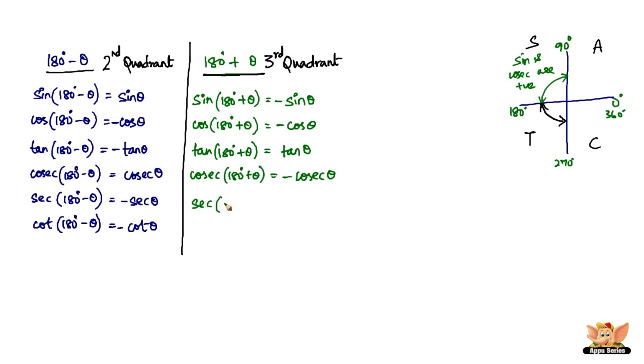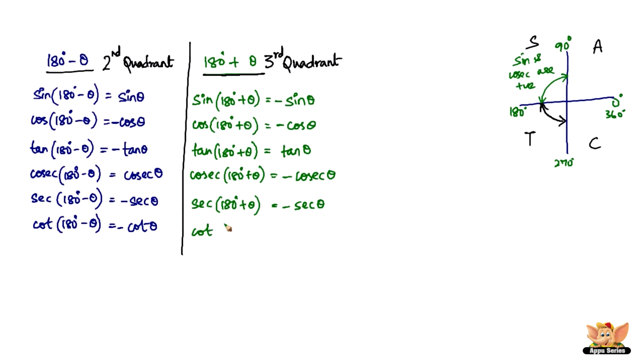And then secant of 180 degrees plus theta, it's going to be negative secant theta, because you know by now. I'm sure you know by now. All right, I'm going to tell you quickly. Secant is not positive in the third quadrant and plus, so therefore it's negative, and 180 degrees doesn't change sine to cos and cos to sine and so on. It just keeps the ratio as it is.